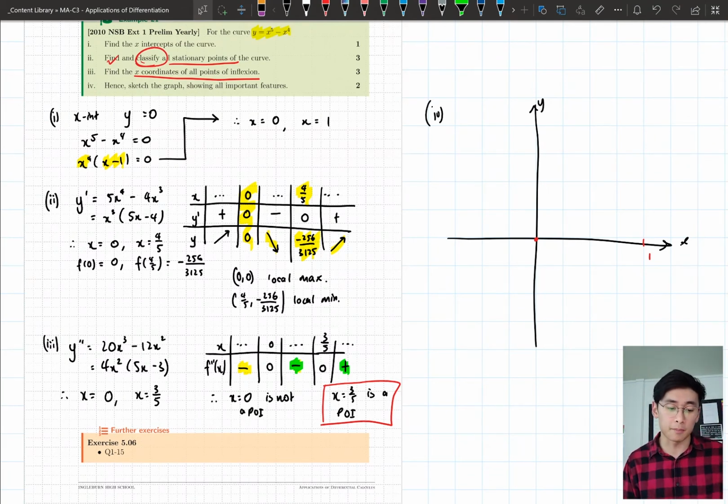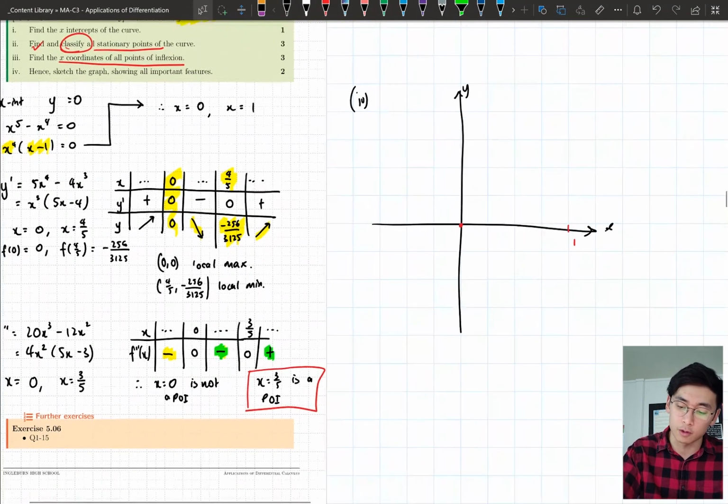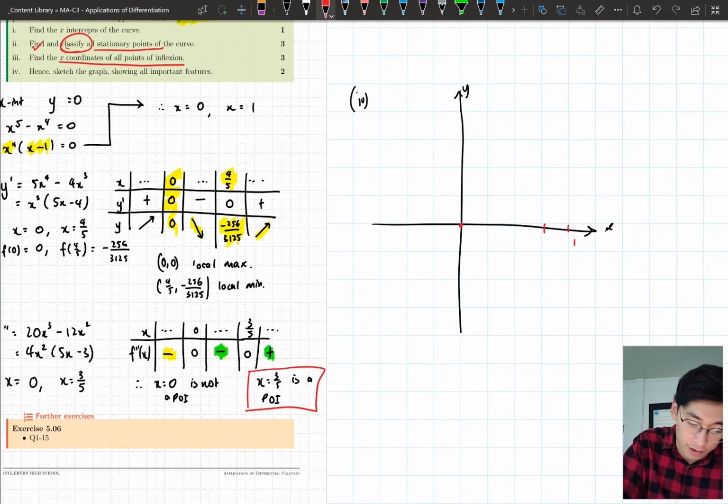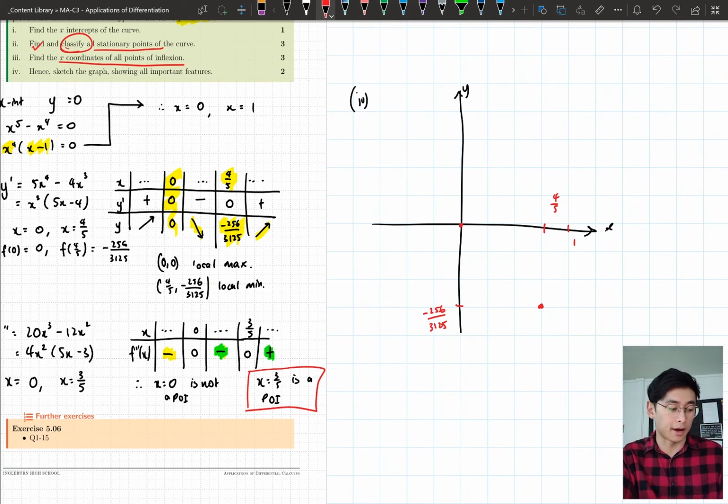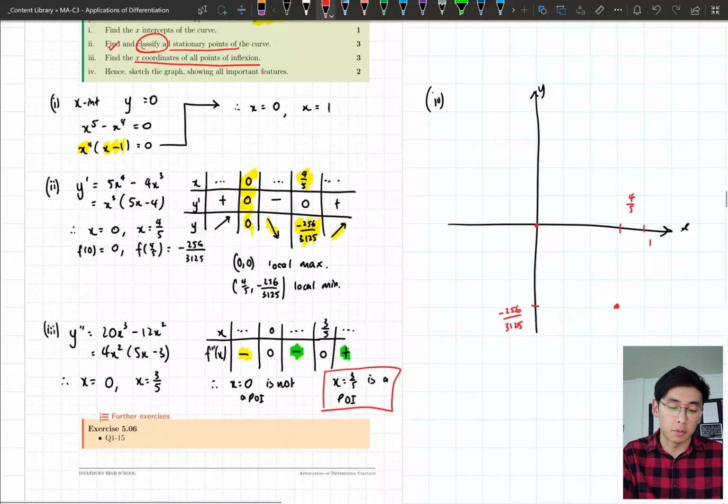Okay, so let's have a look at the second part. Second part, I have my stationary points at 0 and 4 over 5. So I'm going to put in x is equal to 4 over 5 here. And this local minimum at that point is negative 256 over 3125. So I've got a point down here. Okay, cool.